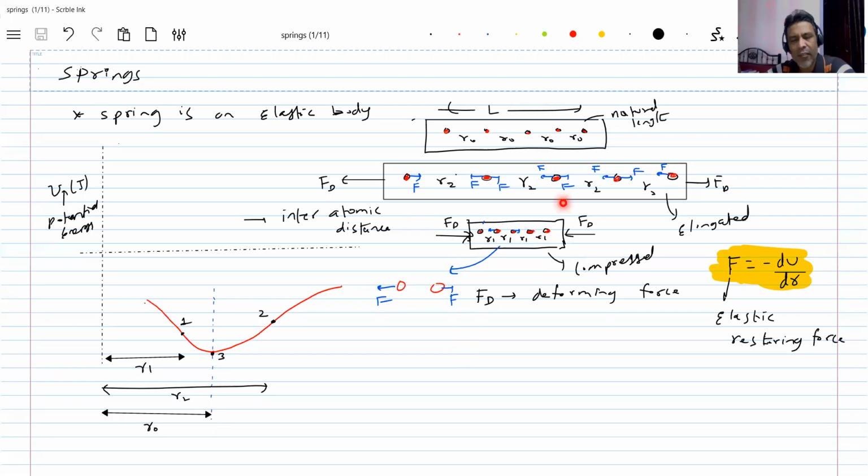So when it is elongated, what will the elastic forces do? They will try to decrease the length. If you compress it, what will the elastic forces do? They will act in such a way that they try to increase the length. A good example of this elastic body is what I'll call a spring.